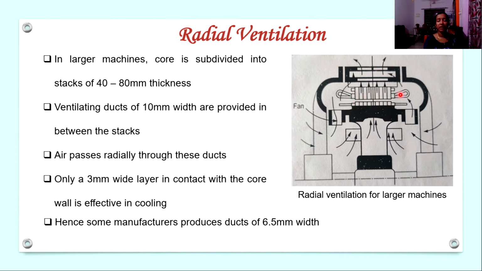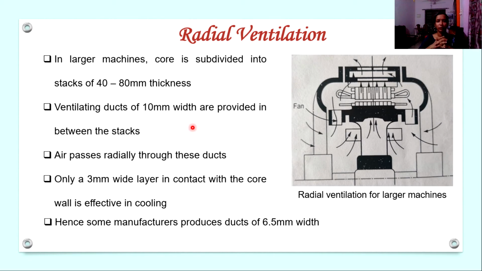The entire core is divided into different stacks of 40 to 80 mm thickness, and ventilating ducts of 10 mm width are provided in between the stacks. So various stacks will be there like this, and ventilating ducts are provided in between the stacks. We know that in rotating machines, the stator as well as rotor cores are made up of laminations. There are a number of laminations, and by stacking these laminations together, a core is formed.